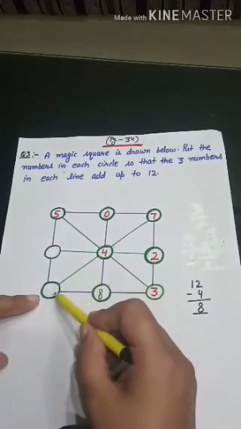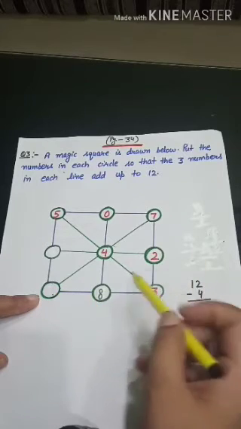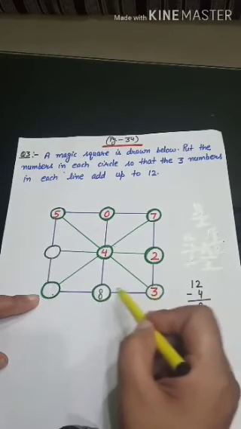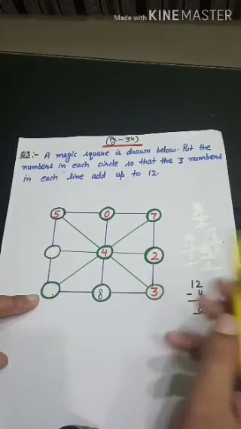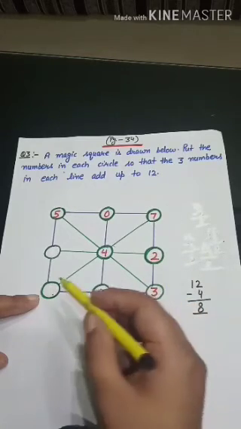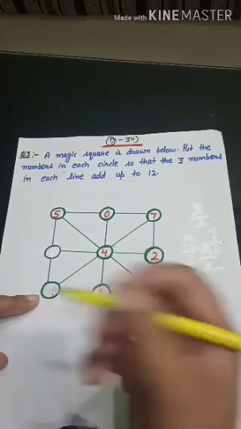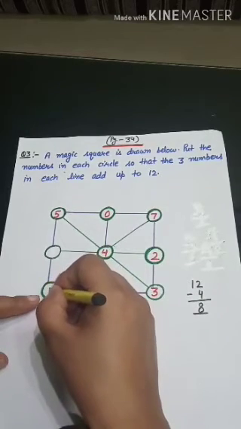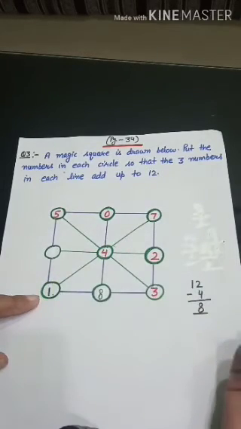Now find out this number. You can find out the number from this line. First of all, add 8 and 3. When we will add 8 and 3, we will get 11. And what should we add to 11 so that we get 12? Clearly 1. When we add 1 to 11, we will get 12.